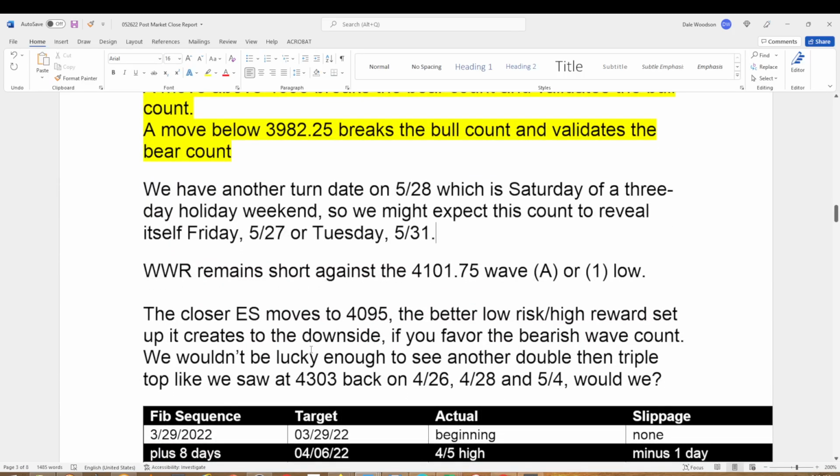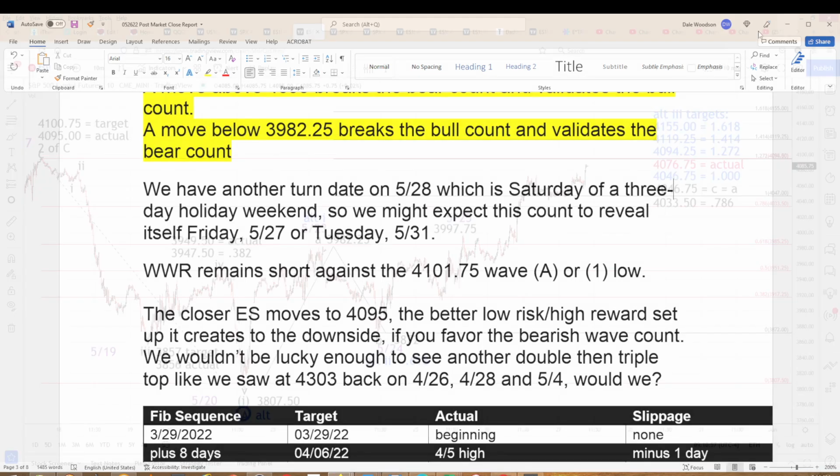And here's where I'm mentioning that if ES gets closer to 4095, we have a pretty good low risk, high reward setup. Okay, if you're looking at the bearish count, you could set that up right there, and we wouldn't be lucky enough to see another double or triple like we saw at the 4303 high that hit 3 times, April 26, 28, and May 4. Let me show that to you guys real quick here.